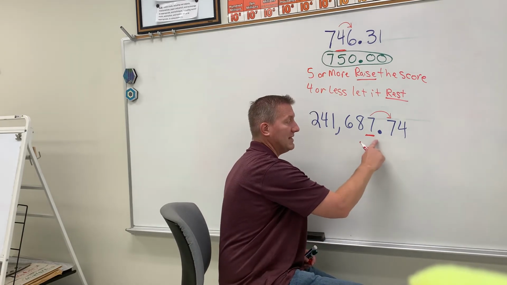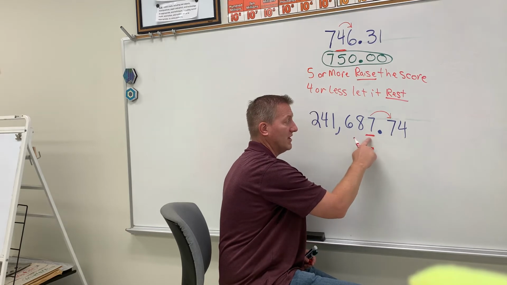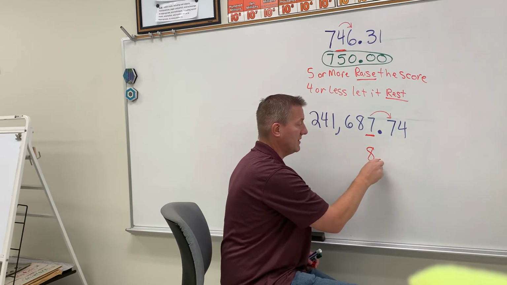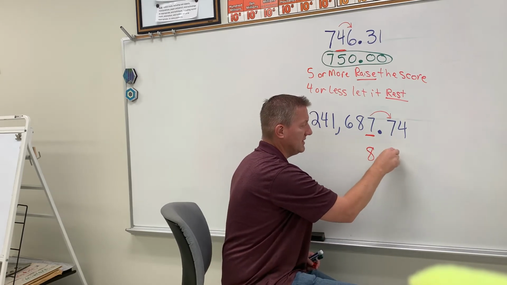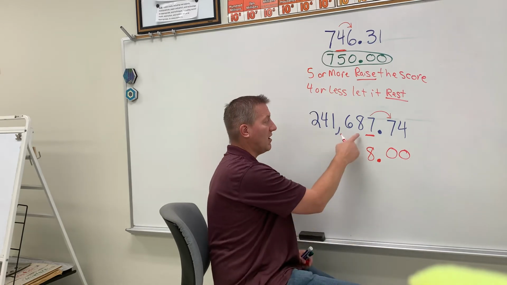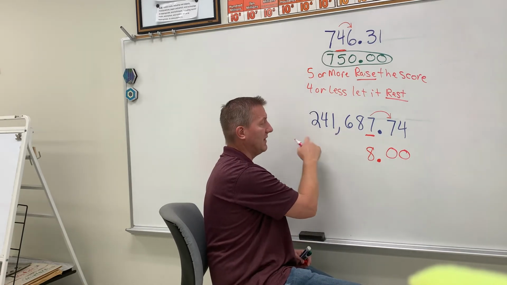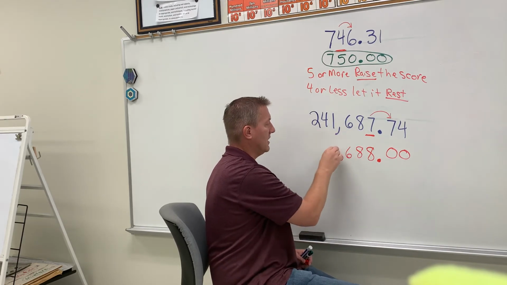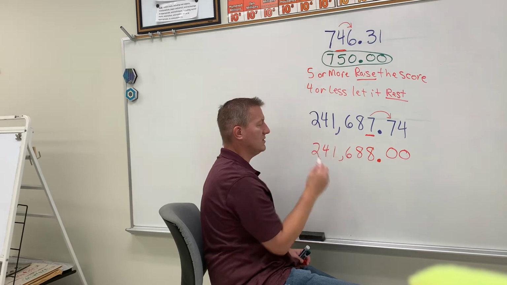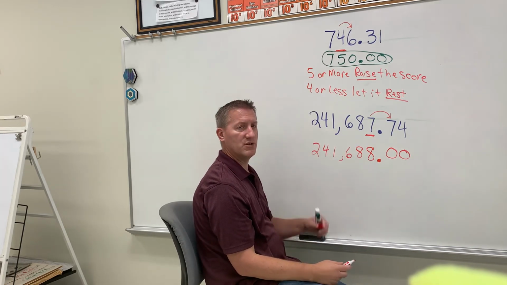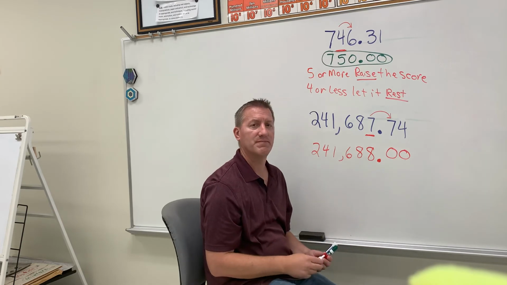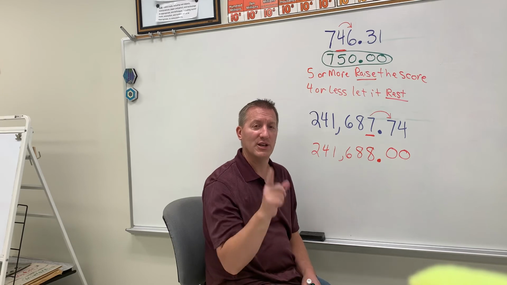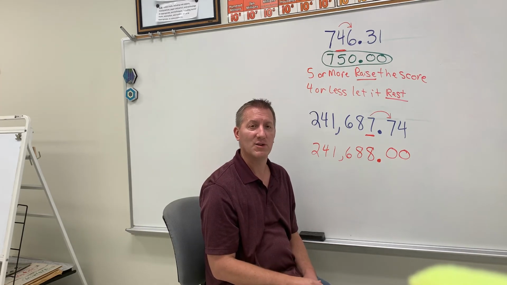Again, all the rest to the right of the underlined digit that we're rounding is going to 0, right? So I'm gonna put the decimal there, and these are gonna go to 0. All these on this side remain the same. So that's gonna be an 8, a 6, a 1, a 4, and a 2. So your answer would be 241,688.